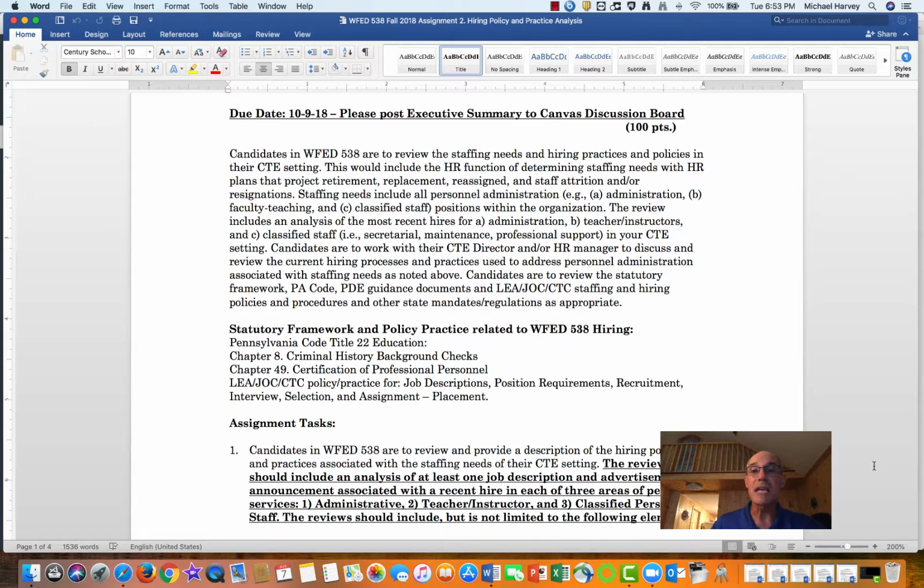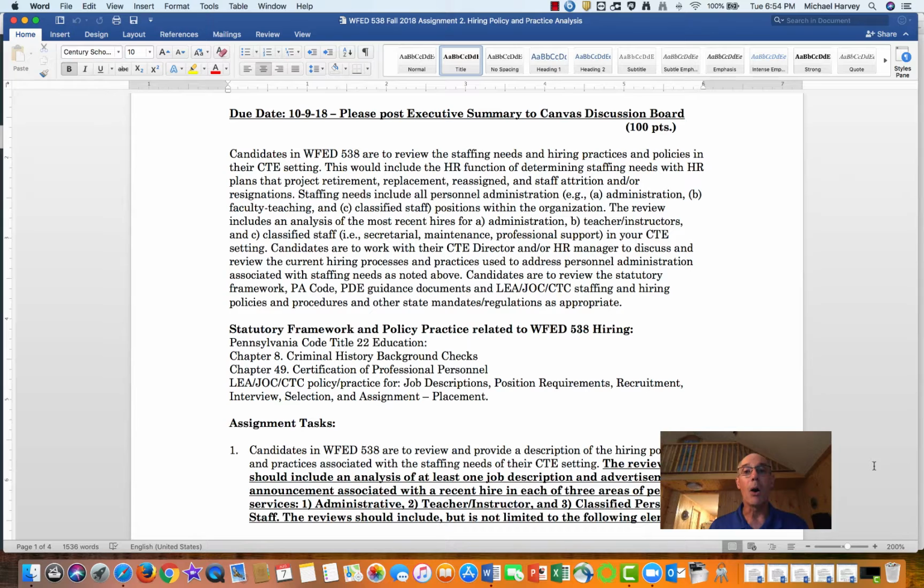Candidates are to review the staffing needs, the hiring practices, and the policies in their CTE setting. This includes the HR function of determining staffing needs with HR plans to project retirements, to project replacements, to project reassignments, and to project staff attrition and/or staff resignations.